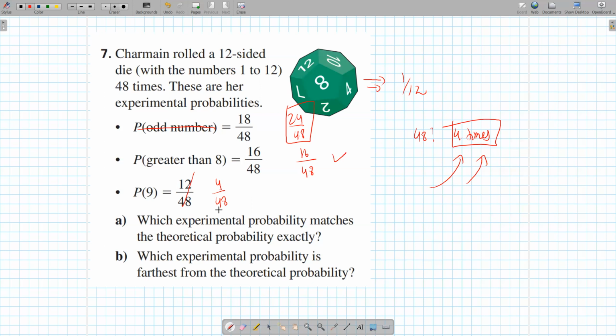Which experimental probability is the furthest from theoretical? So you're basically just comparing these numbers. Which one's the furthest away? Which also means if you subtract them, which one will give you the biggest number? The last one? Yeah, the last one would be the furthest away.